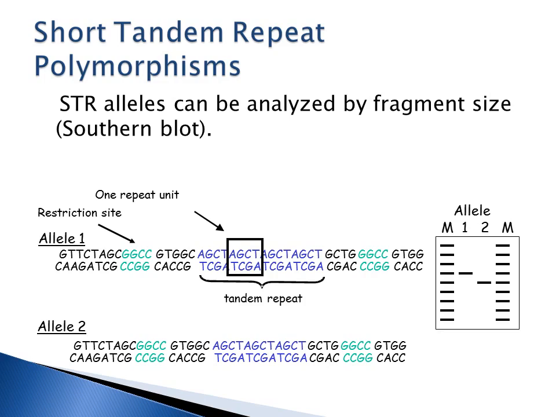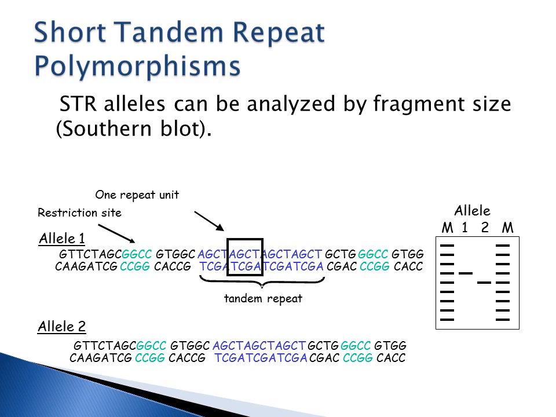So for example, you have your allele 1 and you have an AGCT repeat. And in allele 1, that repeat, AGCT, you have that repeat 4 different times. That repeat is in between a specific 4 base pair restriction enzyme recognition site, GGCC. So whenever the restriction enzyme that recognizes GGCC sees that 4 base pair sequence, it is going to cut.